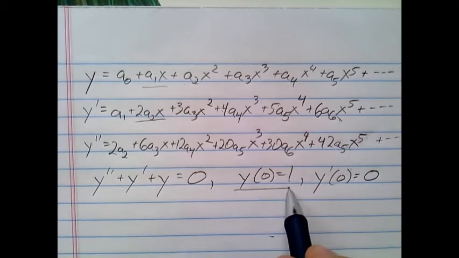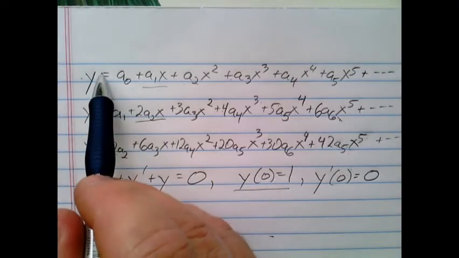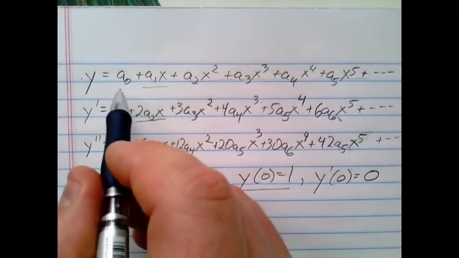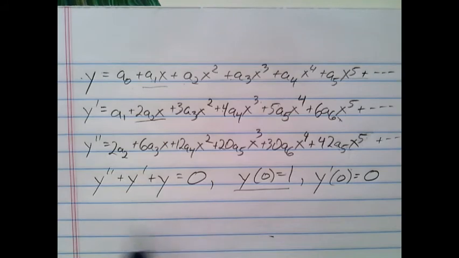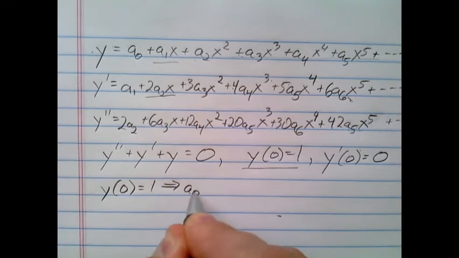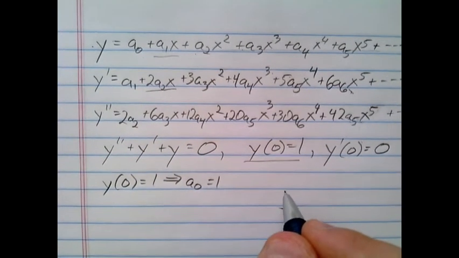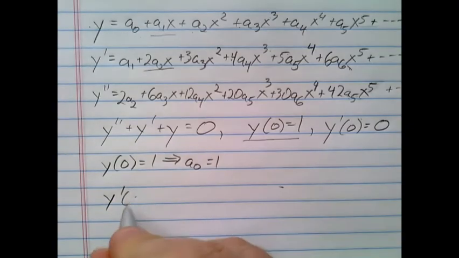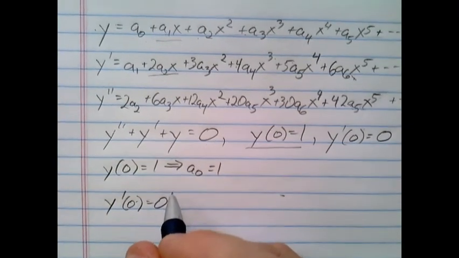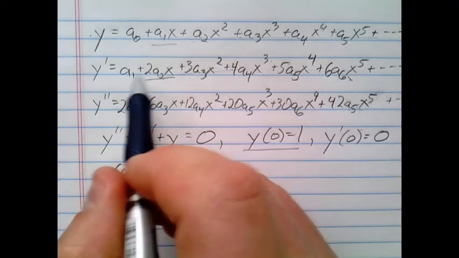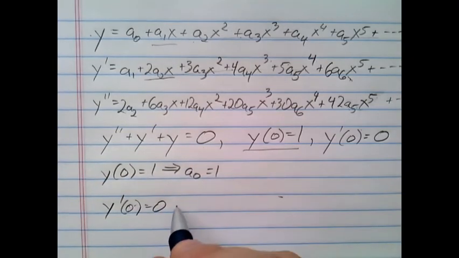Let me start by applying this first initial condition to the original power series. If y of 0 equals 1, when I plug 0 in, everything disappears except that first term. So y of 0 equals 1 implies that a sub 0 equals 1. And then also, since I know that y prime of 0 is 0, I can go to the derivative of my power series and say, when I plug 0 in, everything disappears except the a sub 1. So a sub 1 is 0.